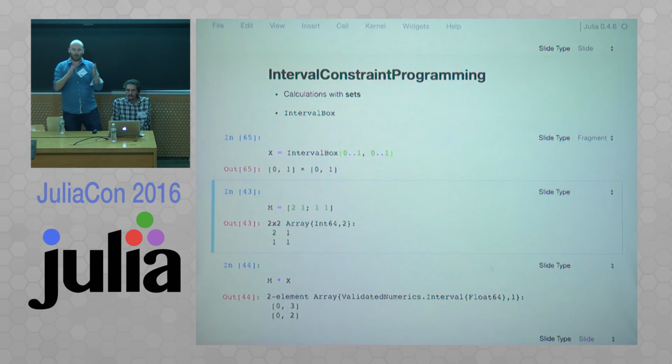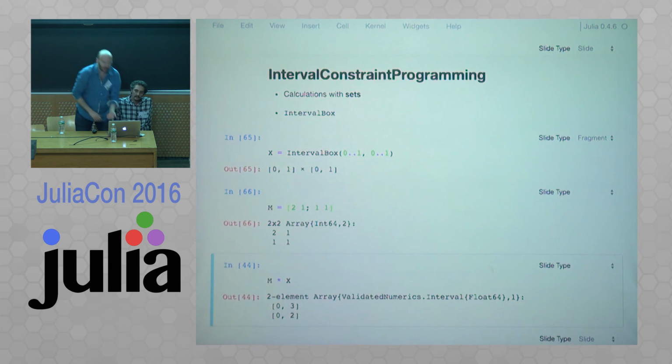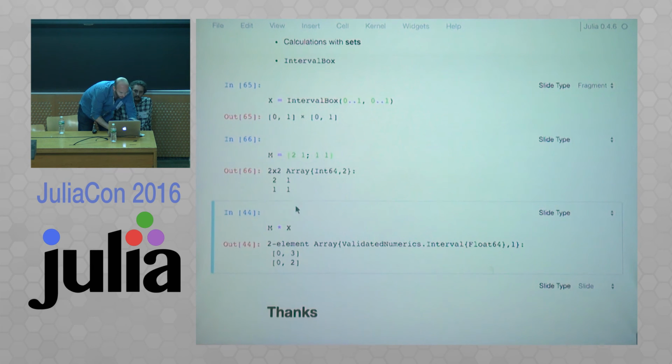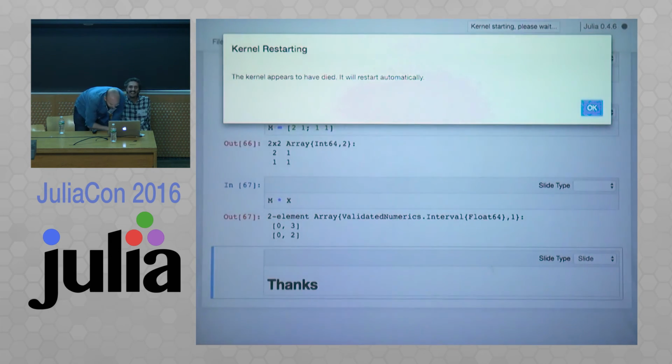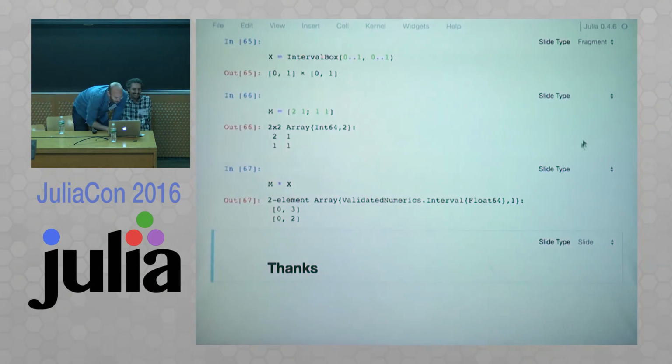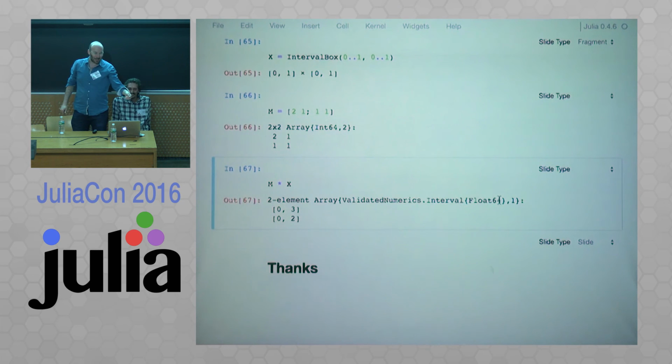This is a product of 0, 1 times 0, 1. That's going to be a square. So it's the set that is a square in the xy plane. Here's a matrix, just a normal Julia integer matrix. And I'm just going to multiply my matrix by this interval box. Multiply the matrix by an interval box, and you get a pair of intervals.